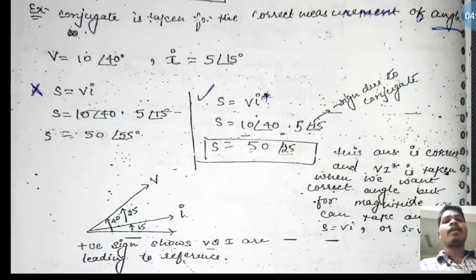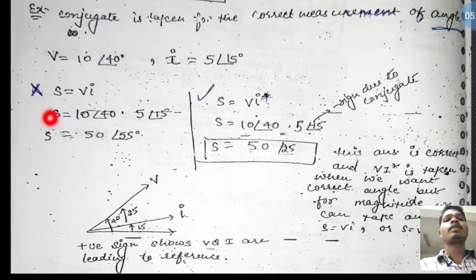Let V be equal to 10 angle 40 degree and I equal to 5 angle 10 degree. So S is equal to V I. We cannot take S equal to V I, because no conjugate is there; we must take S equal to V I conjugate. Here the voltage magnitude will be the same, but the angle will not be the same if the conjugate is not there. With the conjugate, our answer is correct.